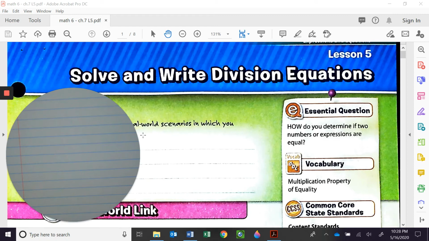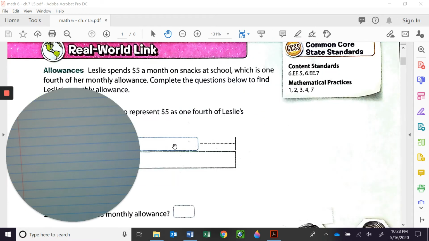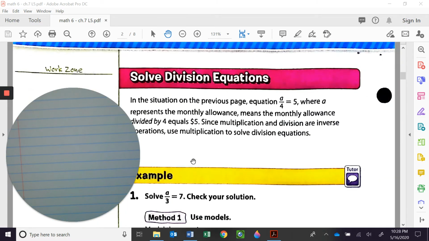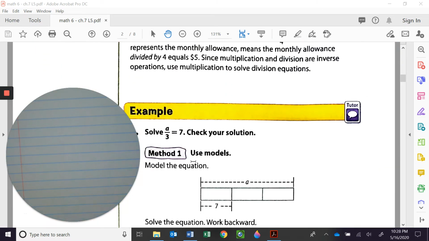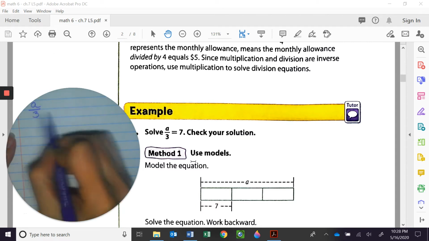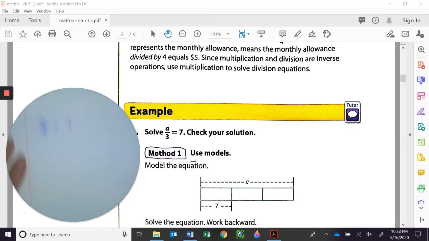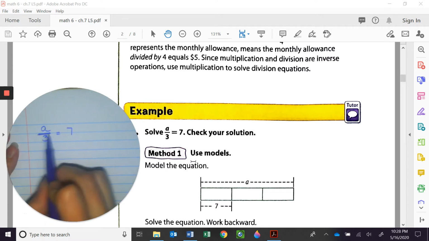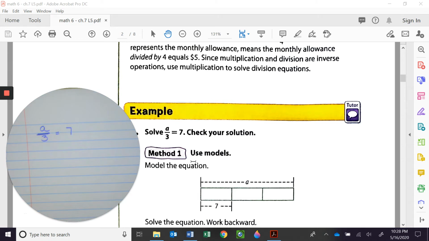All right, so lesson 5, solve and write division equations. Okay, so let's look at an example and then talk it through. So we have a over 3 equals 7. All right, so this is a division equation because of this division bar, which kind of looks like a fraction.